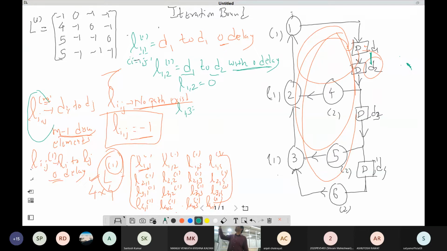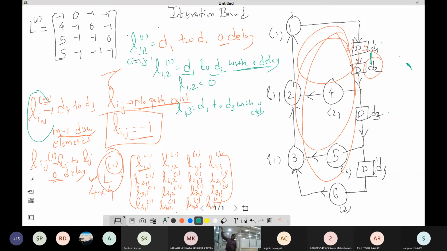L13. So L13 means I need to go from D1 to D3 with 0 delay. I need to start from D1 and reach D3. There is no delay. See, from D1 to D3 there is one way I can reach it, but it will not satisfy the condition of 0 delay.